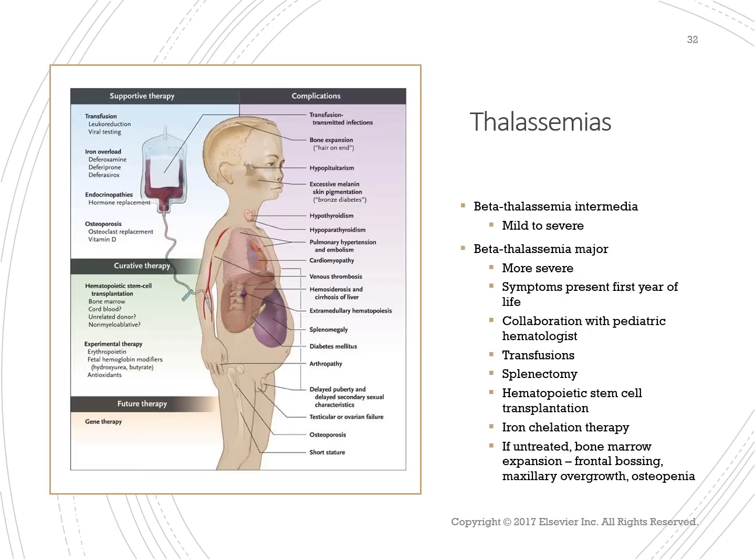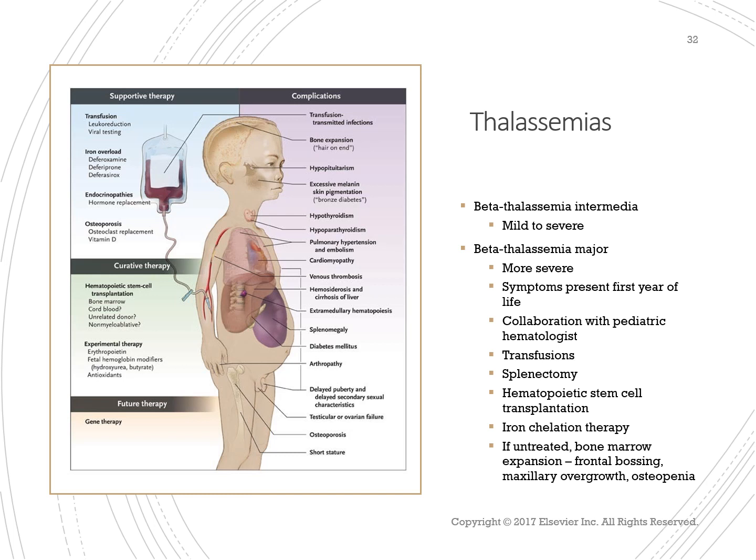With our beta thalassemia intermediate, then they may be having some symptoms that are mild to severe. And then with your beta thalassemia major, this is more severe. These symptoms present in the first year of life. We're definitely going to send these kids to a hematologist. They're going to require transfusions. They may require a splenectomy.